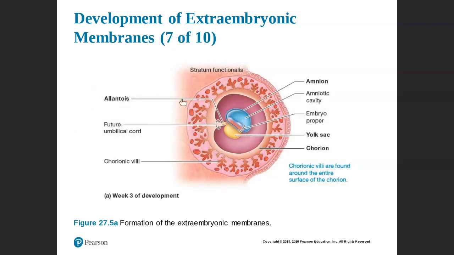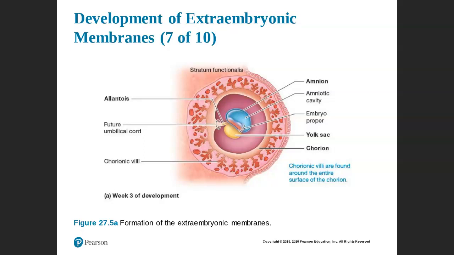So here's the allantois. Okay, here's the allantois as you can see here. This is your future umbilical cord. The chorionic villi are out here. Villus or villi refers to finger-like. If you hear that term villi, that means finger. So the membrane is the chorion. So that's why they're called the chorionic villi.